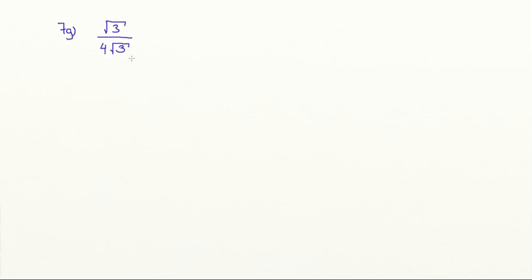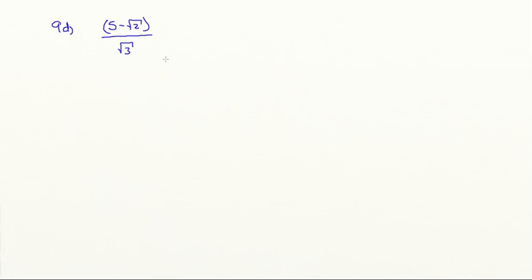7g, root 3 divided by 4 root 3. Well, the root 3's will cancel. See, I can rewrite this as 1/4 times root 3 over root 3. Root 3 divided by root 3 is 1. So 1/4 times 1, that will give you 1/4.